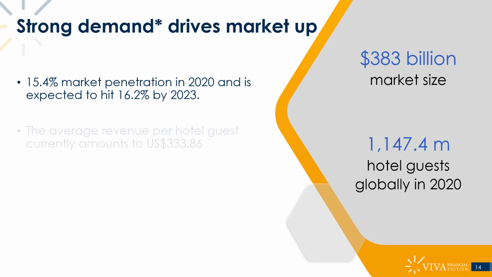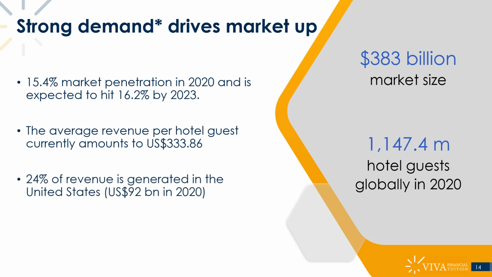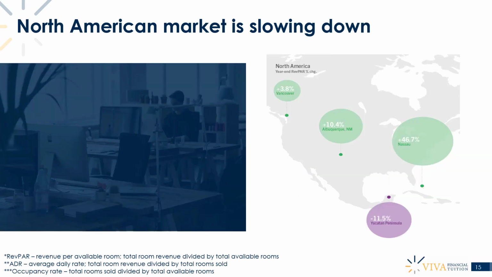The average revenue per hotel guest currently amounts to $333. That's actually quite a lot of money. 24% of revenue is generated in the United States alone in this industry. So a huge market in the United States, $92 billion in 2020. So let's focus now on some of these regional markets in particular, starting here with North America.